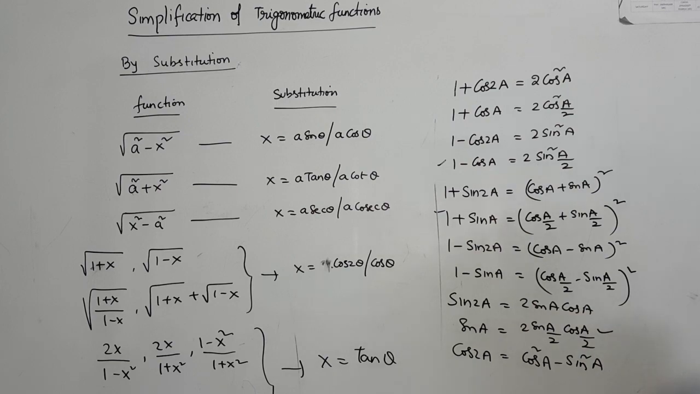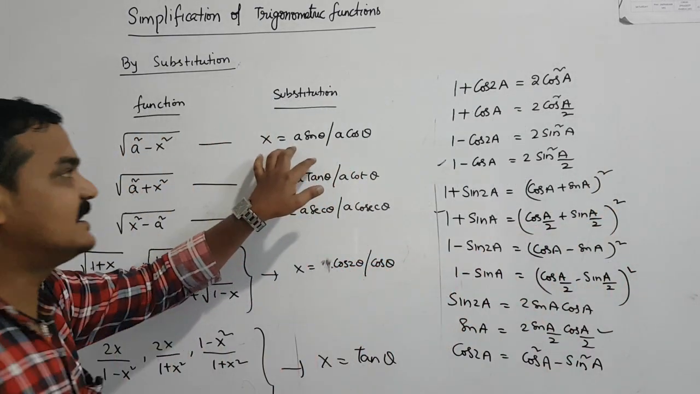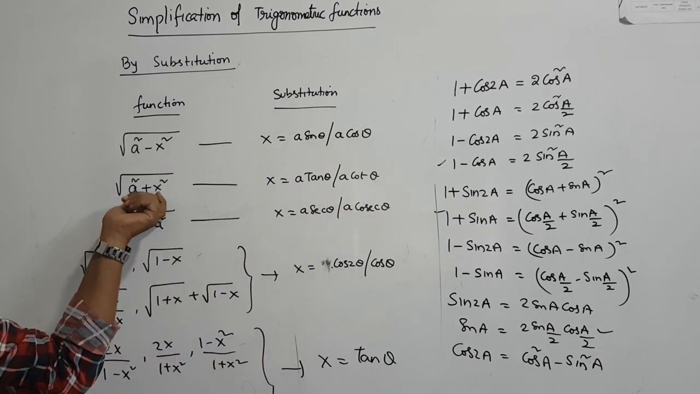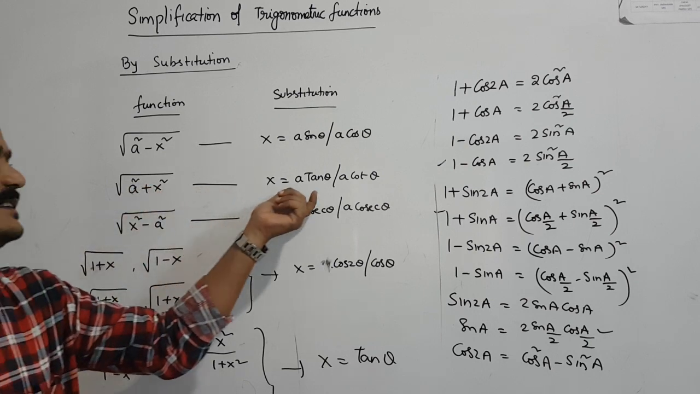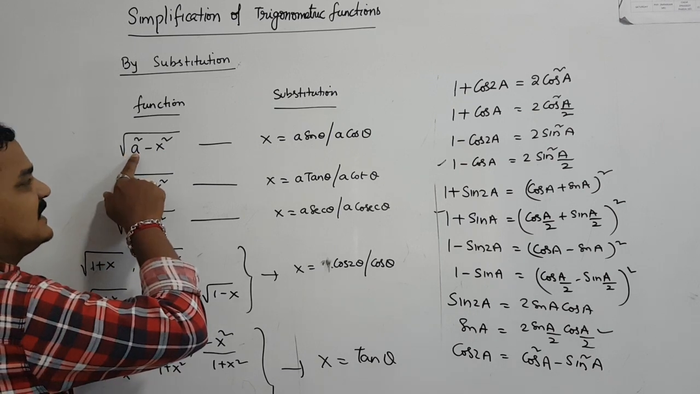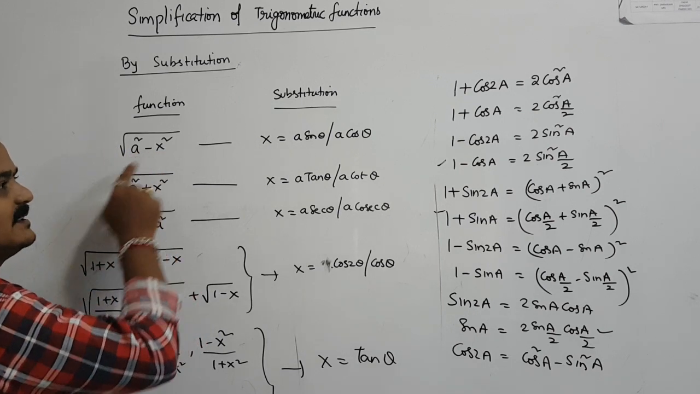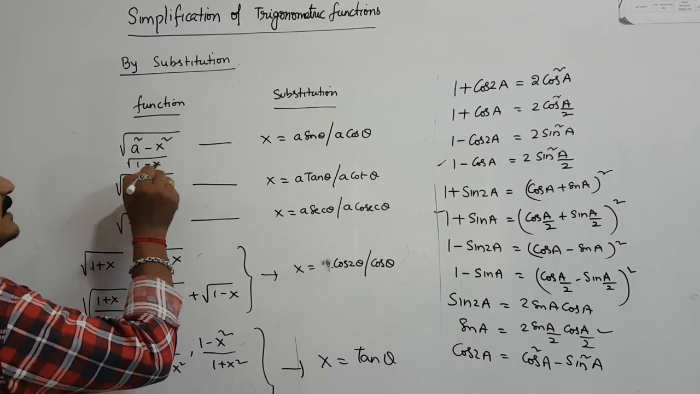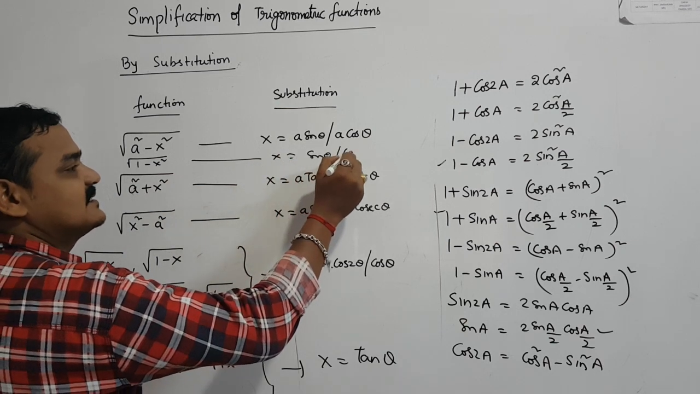First one is if root over a square minus x square, then you need to take x equal to a sin theta or a cos theta. If a square plus x square, with or without the root, then x is equal to a tan theta or a cot theta. See, in the place of a, if 1 is given, root over 1 square minus x square, means this application only. If root over 1 minus x square, then what will you get? x is equal to sin theta or cos theta.